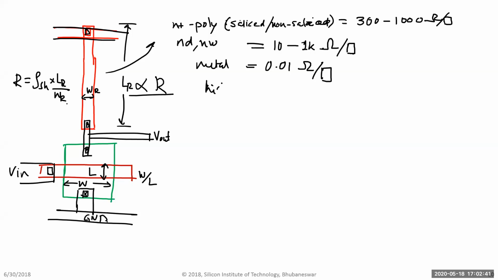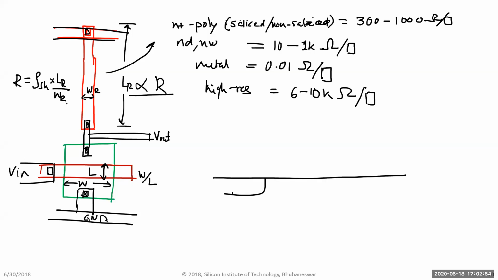High res value, high resistance. They can be all the way up to like 6 to 10 kilo ohms per square. So the salicide I'm talking about comes from the way the NMOS or the PMOS is fabricated.